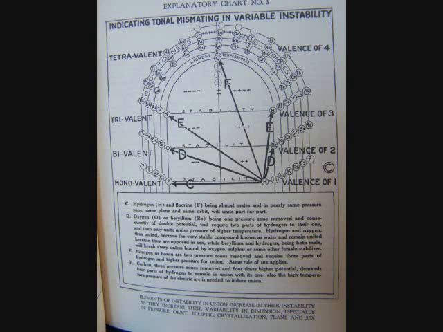Next chapter. Before I read that, though, I will read what is on this chart, indicating tonal mismatings in variable instability. C. Hydrogen, H, and fluoride, F, being almost mates and in nearly the same pressure zone, same plane and same orbit, will unite part for part. D. Oxygen, O, or beryllium, Be, being one pressure zone removed and consequently of double potential, will require two parts of hydrogen to their one, and then only unite under pressure of higher temperature.